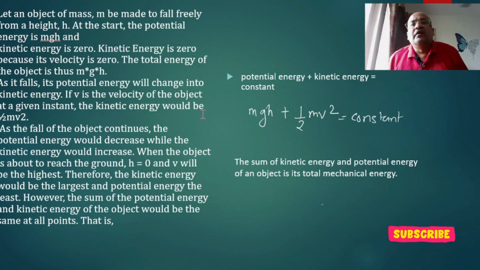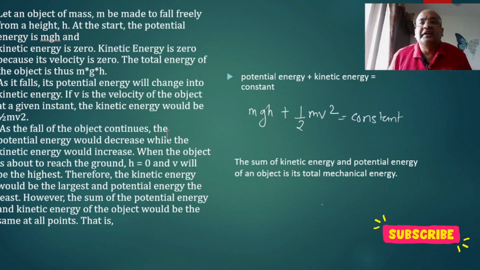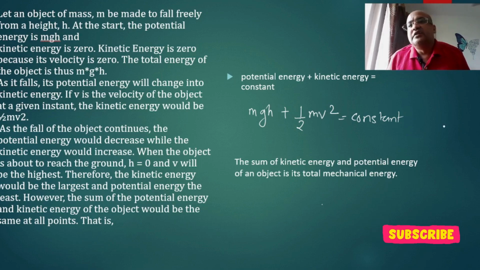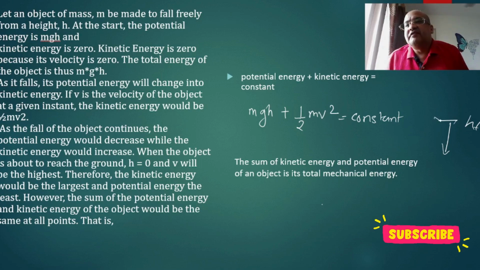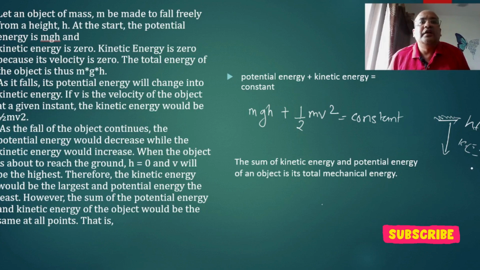Now let us see what will happen if an object is falling. Let's see a relationship between potential energy and kinetic energy. Now we have got an object of mass m which falls freely from a height h. At the beginning, the kinetic energy will be 0, because velocity is 0.